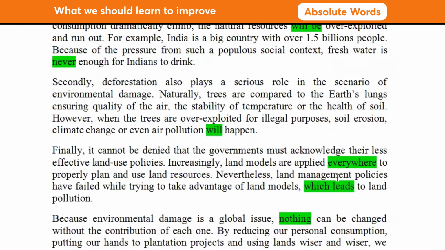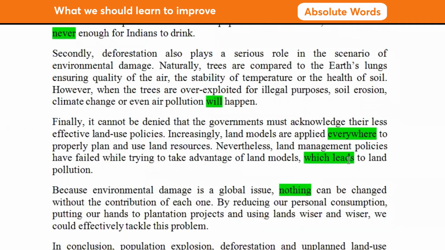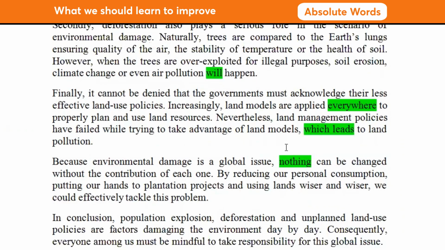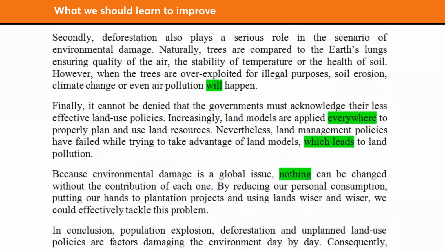Here, things like everywhere, which can lead to, nothing can be changed. That's a bit strong. This language is a bit strong. So usually we get around that by using probably, usually, can, could, may, might, and other words there just to soften it and make it less definite. Okay, so be aware of that when you write as well.